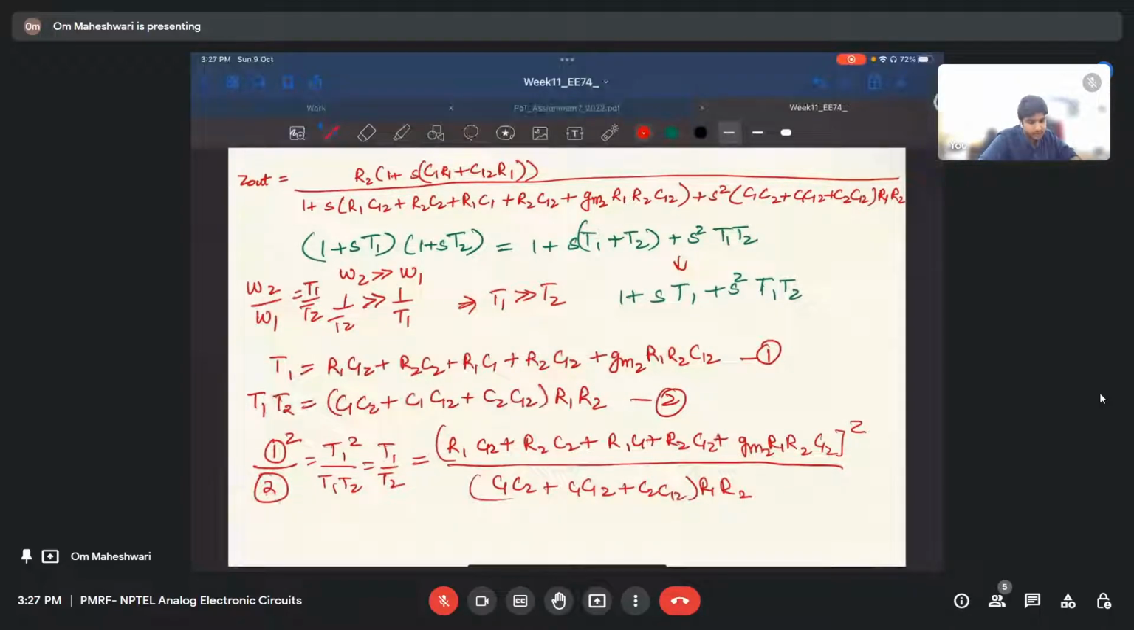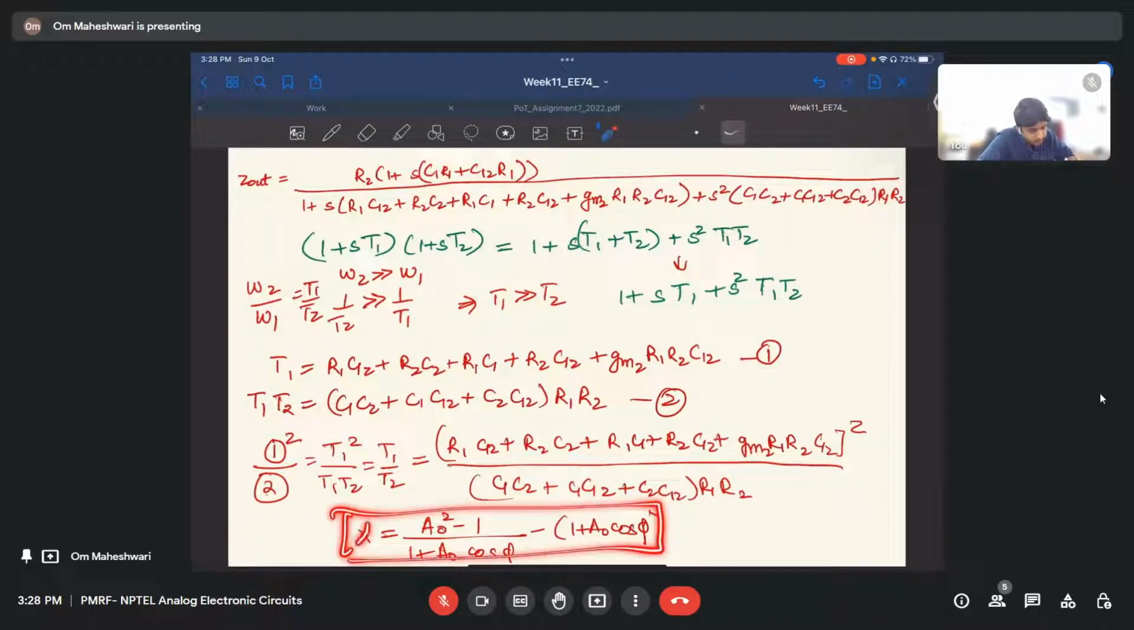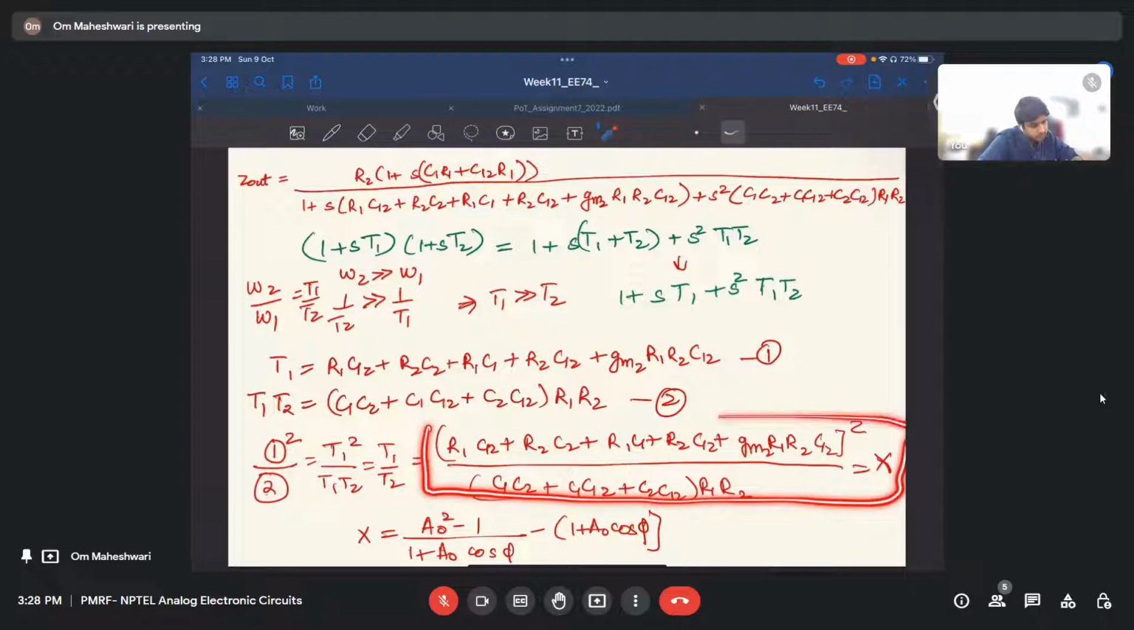And what is this ratio of the two poles? We already know, right? This ratio we calculated in the previous question as (A naught square minus 1) by (1 plus A naught cos phi) minus 1 plus A naught cos phi. So this value we already know from question 1. What is x? Right, this ratio we already know from question 1. So we will just equate it with this x. So now we have this. Let me just copy it.